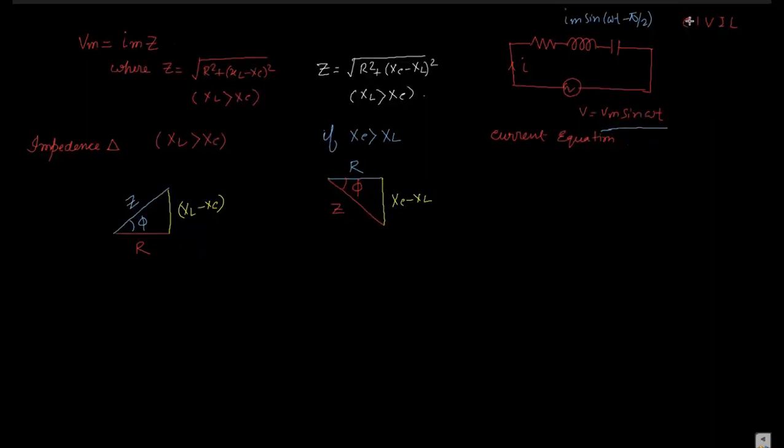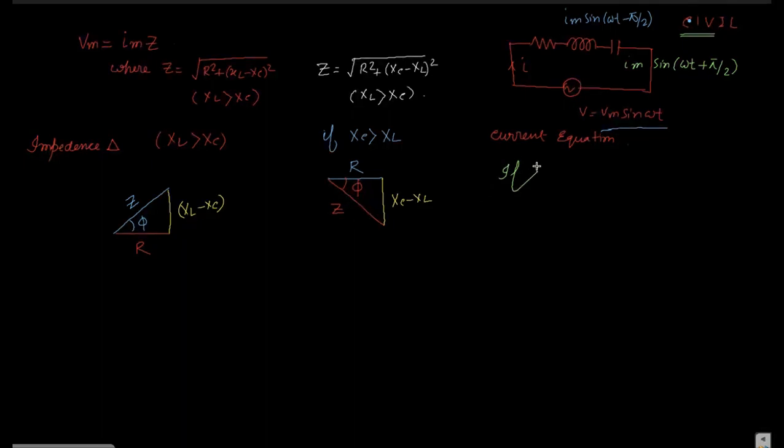meaning 90 degrees lagging from the voltage. When the current is flowing through the capacitor, the current is leading the voltage by 90 degrees, so with applied voltage Vm sin omega t, the capacitor current becomes Im sin omega t plus pi by 2. These are the equations.